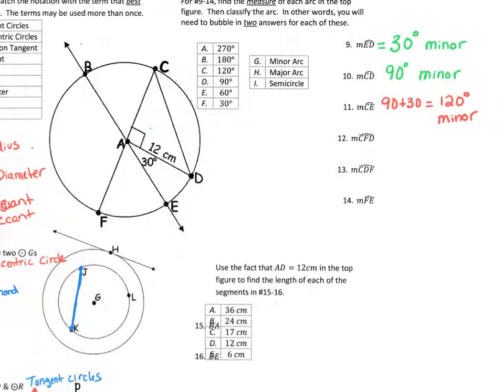Our next one asks for CFD. So we're going to start at C. We're going to circle all the way to F. And then we're going to end up at D. So it's everything but the 90 degrees. So if we take 360 minus 90, we're going to end up with 270 degrees. And that is a major arc.